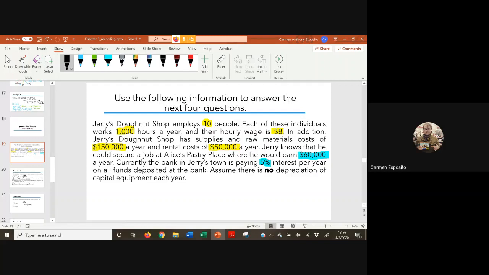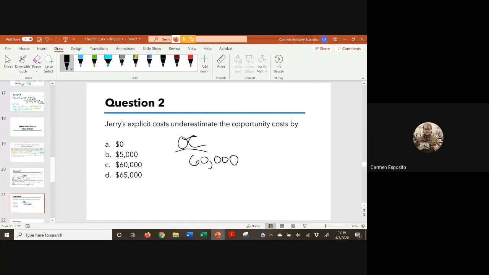He took this money that he makes and puts it in the bank, gets the 5% interest, and that's going to give him another $5,000 on top of that. And so if you add the two together, the opportunity cost is $65,000. And so that doesn't include the explicit cost, and so it underestimates it by $65,000. Essentially, we were just finding the opportunity cost.